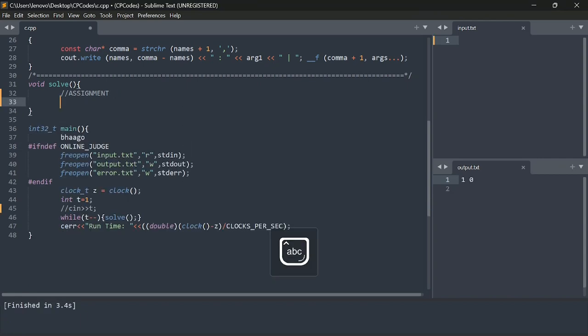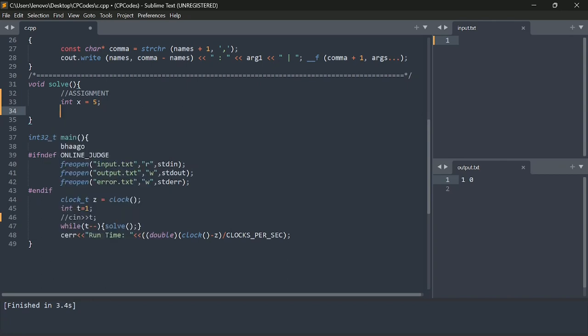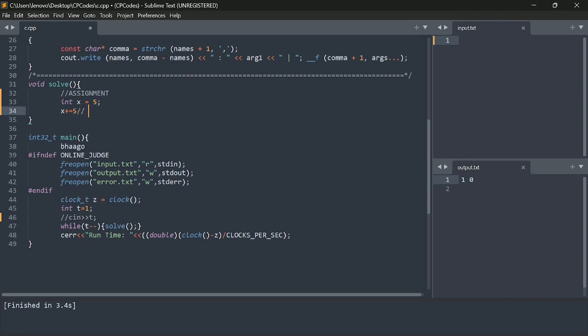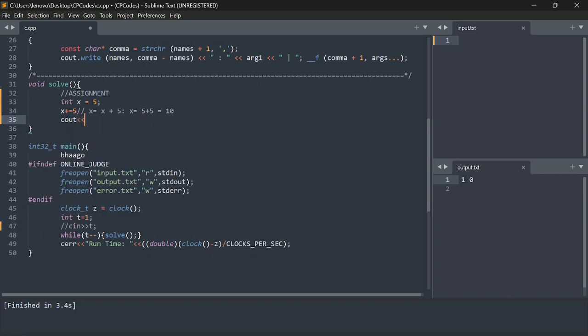The next operator is our assignment operator. What part was left in the assignment operator? The only part left was the shorter calculation. Let's say I define x is equal to 5, and if I do x plus equal to 5, what does that mean? I have already told you that it means x is equal to x plus 5. So the value will be x is equal to 5 plus 5. That means our x should be 10. If I do cout, I expect it to be 10.